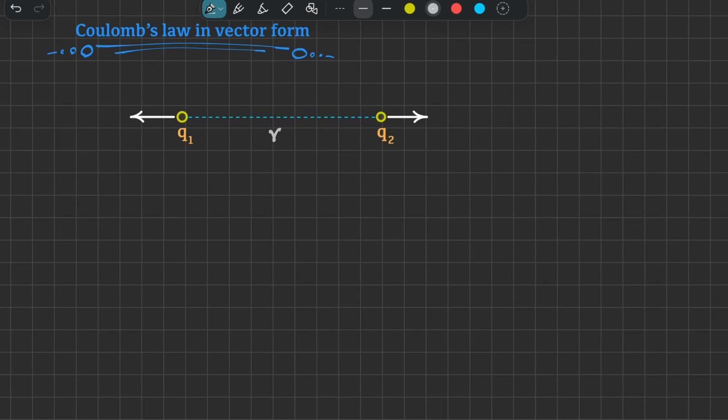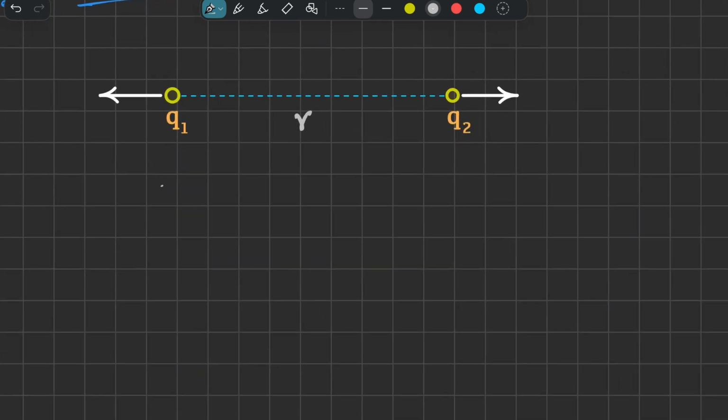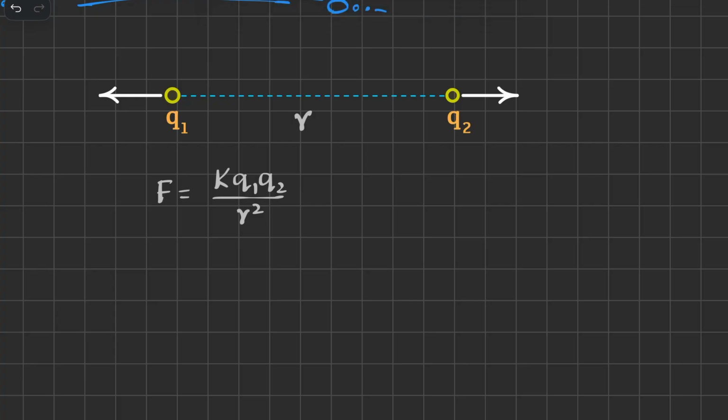We know the Coulomb's force F we can write as K q1 q2 by r square. But this is only the magnitude part, right? Here the force experienced by both 1 and 2 is of the same value, K q1 q2 by r square. But what about the direction now? If both of them are of the same sign, both positive or both negative, then the force will be repulsive in nature. And if they are of opposite sign, then it will be attractive in nature, right?